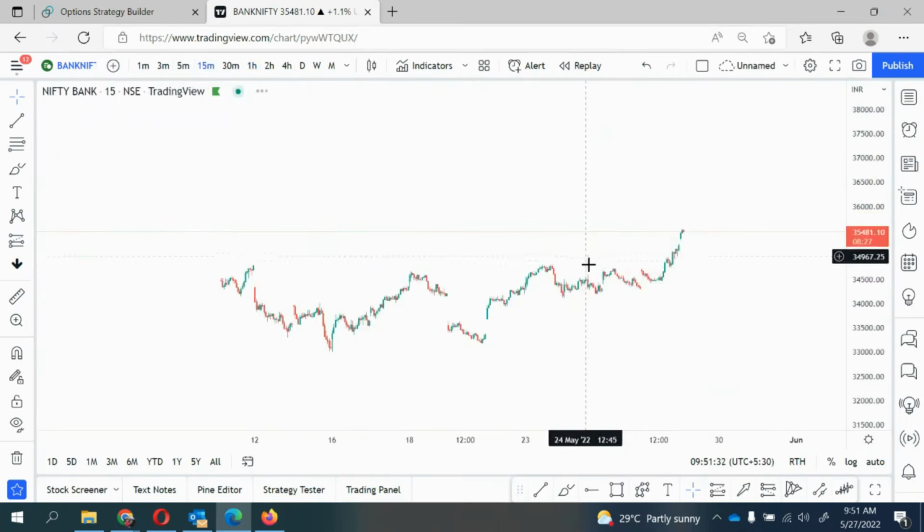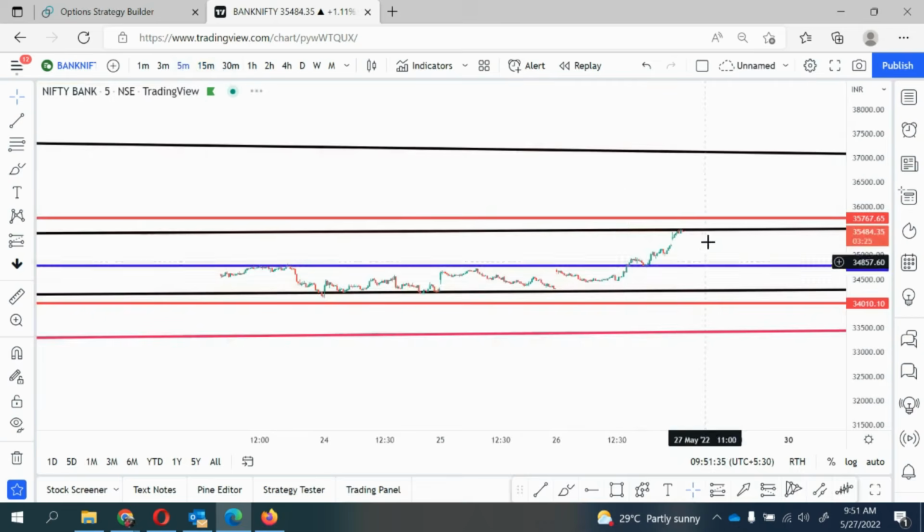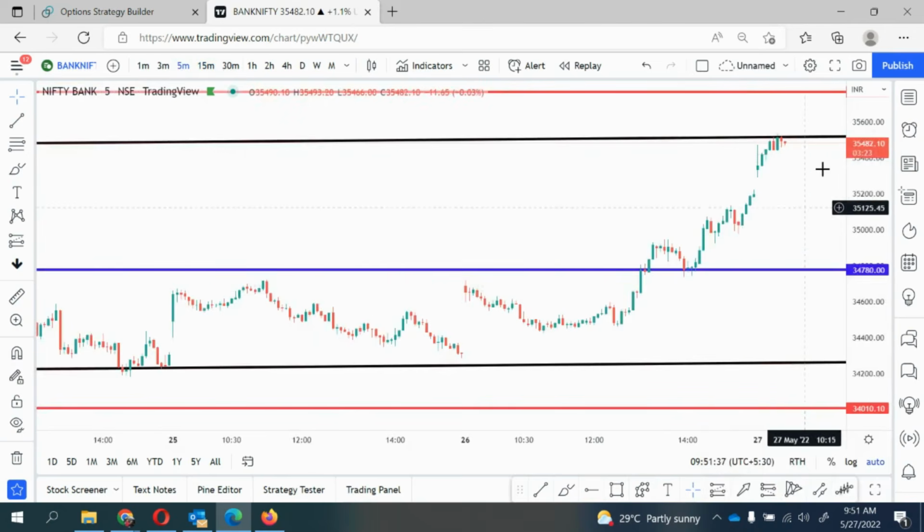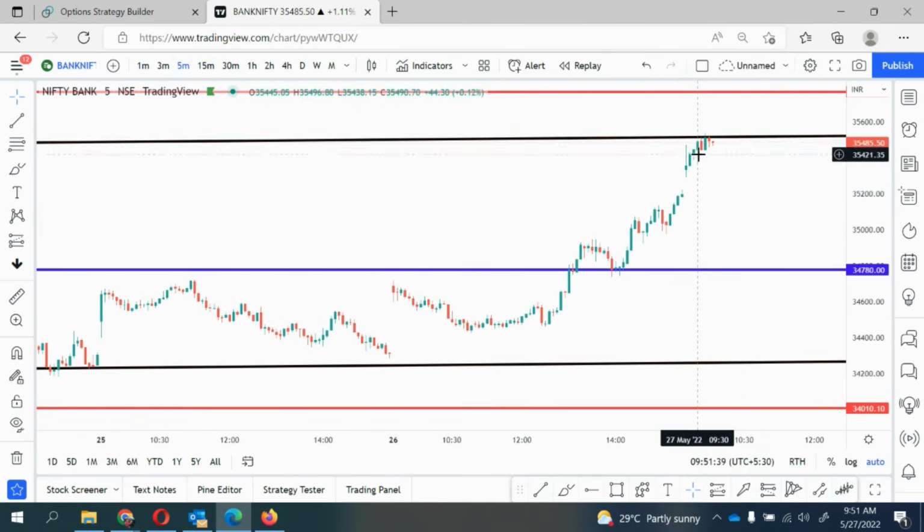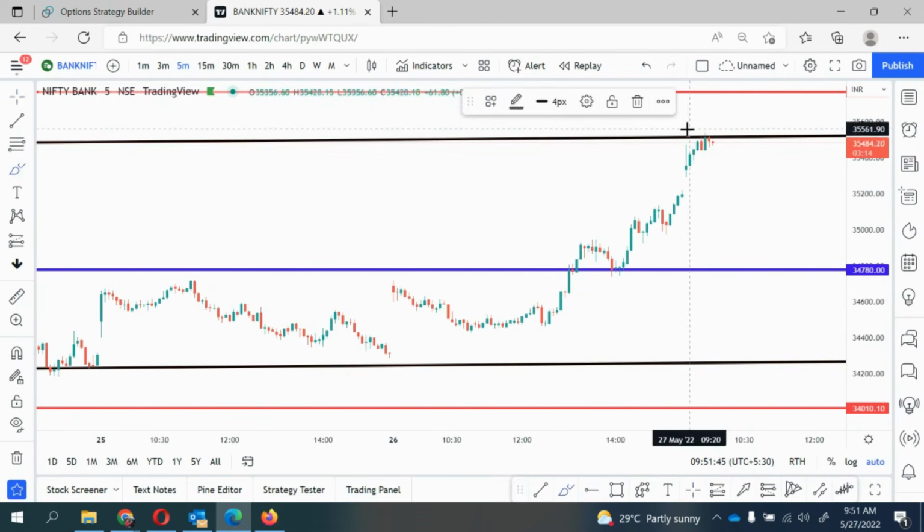If I take you to 15 minutes, you'll get to know. Or else if I take you to 5 minutes, you see how many candles, right? Candle 1 is resisting, 2, 3, 4. Either it will break out or it will break down. This is a congestion area. This is a congestion area.